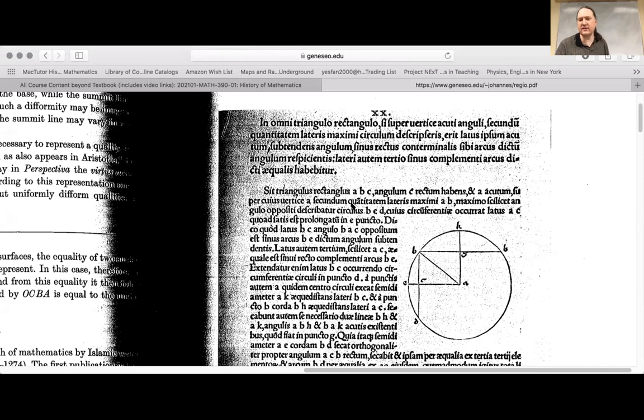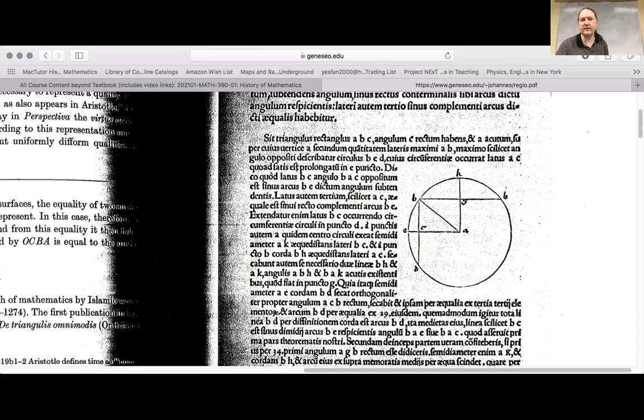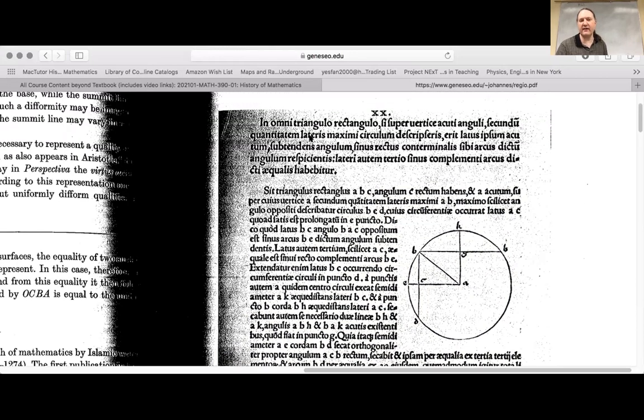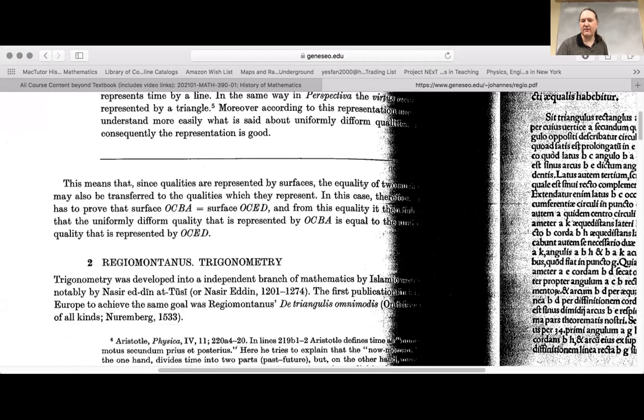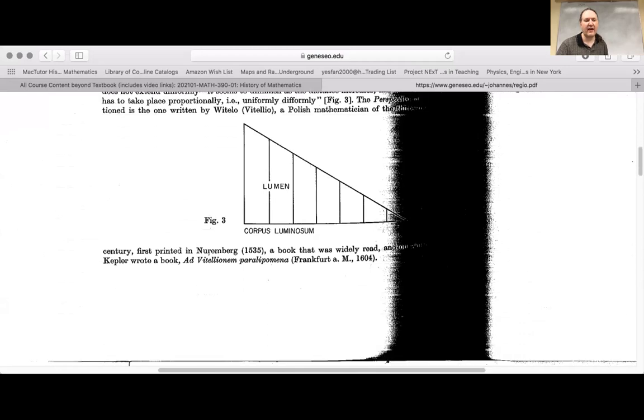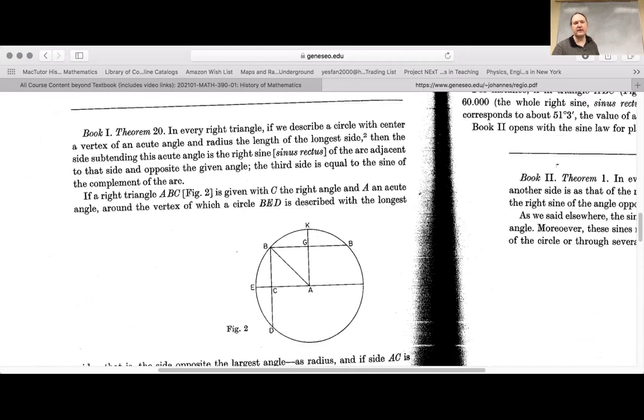All right, so this is, there we go, Regiomontanus, and he's doing trigonometry, he's talking about triangles. So this is in Latin. It starts out "in every right triangle," and then there's something about acute angles, and there's some other things that we're not sure what they are, and there's this picture. So let's see what the translation is here, for those of you who don't read Latin, which includes me. Here we go. Here's the same thing we were just looking at.